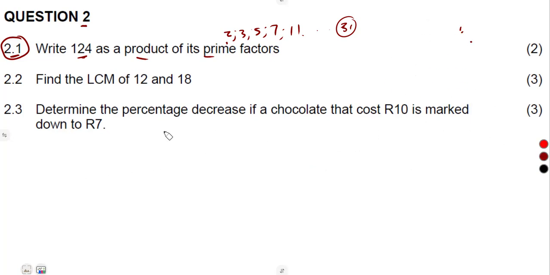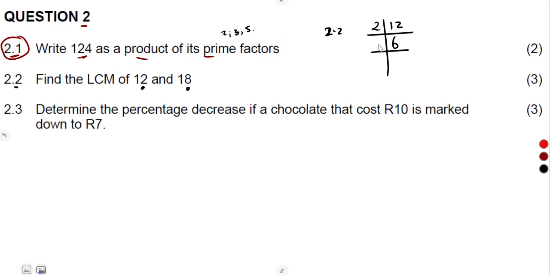Find the LCM on 2.2, the LCM of 12 and 18. So again, we're going to need the product of prime factors of these numbers, 12 and 18. So that's 12. Remember the prime factors 2, 3, 5, and so on. So 2 is going to work here. 12 divided by 2, that's a 6. Divide by 2, that is going to give us a 3. 3 is a prime number, so you're just going to use it as it is. 3 divided by 3 is going to give us a 1. So in our case, 12 is equal to 2 times 2 times 3.